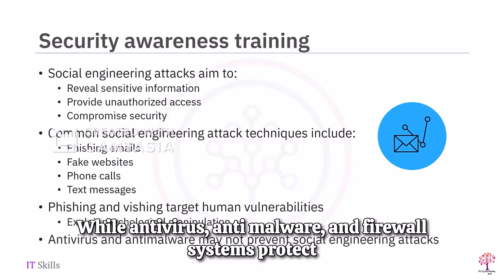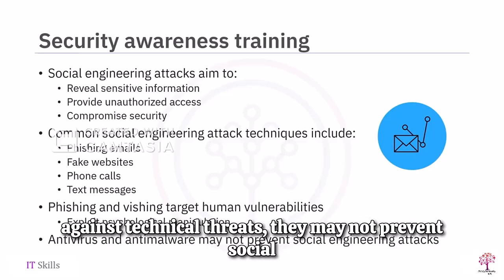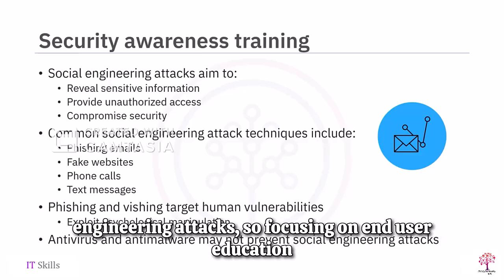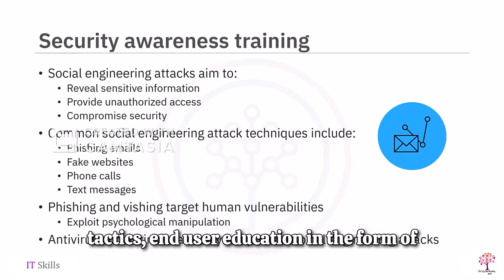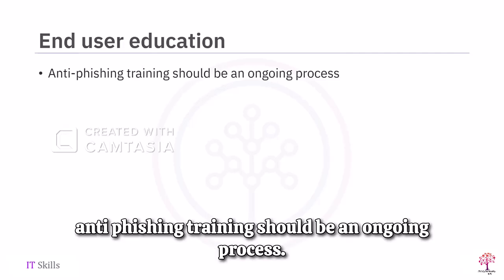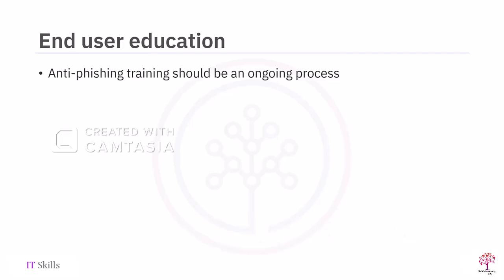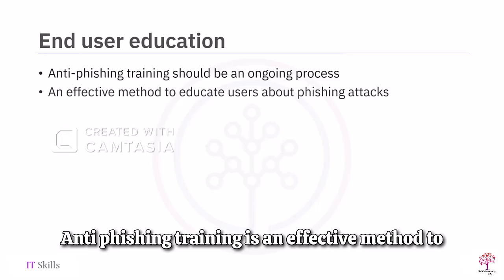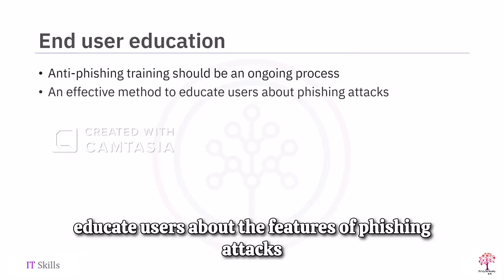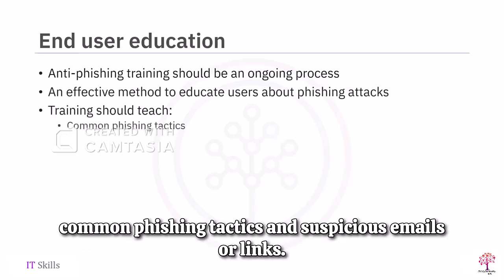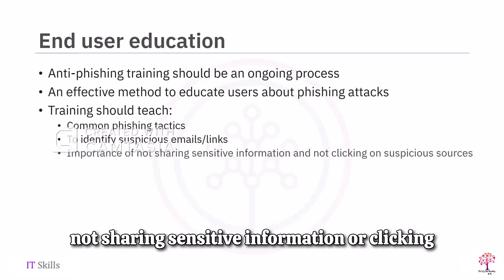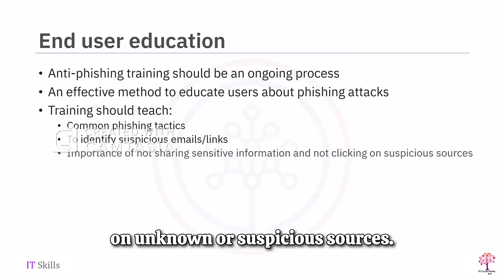While antivirus, anti-malware, and firewall systems protect against technical threats, they may not prevent social engineering attacks. So, focusing on end-user education and awareness is crucial to combat these deceptive tactics. End-user education in the form of anti-phishing training should be an ongoing process. Anti-phishing training is an effective method to educate users about the features of phishing attacks and how to recognize and avoid them. The training should teach users how to identify common phishing tactics and suspicious emails or links. It should emphasize the importance of not sharing sensitive information or clicking on unknown or suspicious sources.